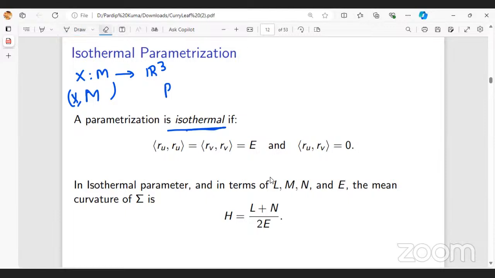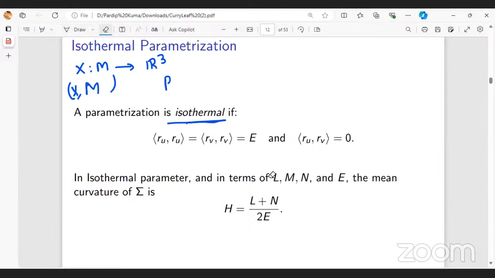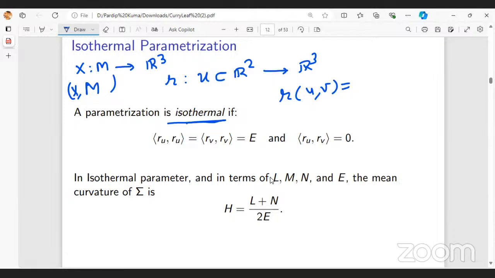the map, this R map, which was defined on some open subset U of R2 to R3. How do you remember what the R map was? R of U comma V was this capital X composed with some chart. So let's call that chart, this of U comma V. So this is the R map.